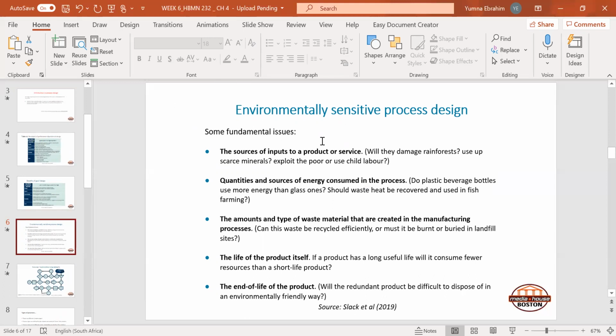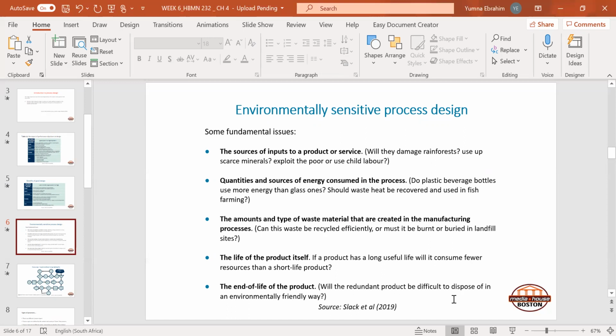I'm not sure. So when firms are producing products, they must think about what inputs are we using? Is it going to damage the rainforest? How much plastic, how much energy are we consuming in making our product? How much waste material is being created in the manufacturing process? So for example, are we creating a lot of pollution? How long is the life of the product? Do people have to replace it regularly? Because that's going to waste resources. At the end of the life of the product, is it difficult to dispose of?